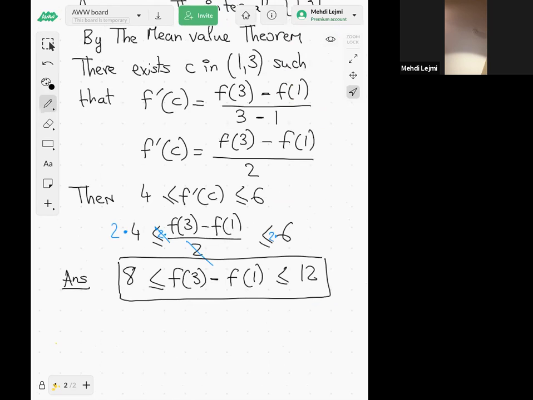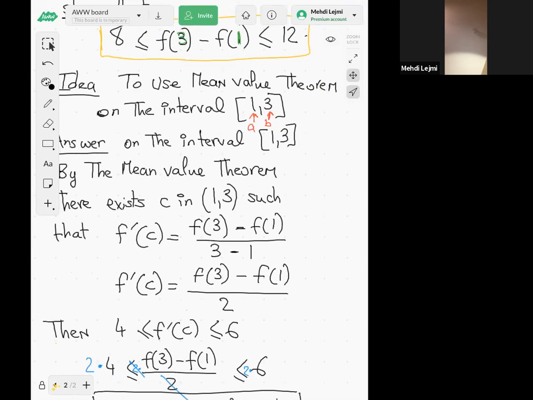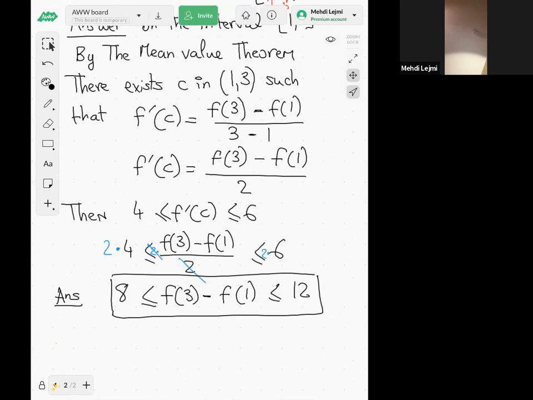So it's an application of the mean value theorem. You say that there exists a c such that f prime of c is equal to the difference quotient, because we are interested in f of 3 minus f of 1. We have to prove that f of 3 minus f of 1 is between 8 and 12. That's why I'm using the interval 1, 3, because we are interested in f of 3 minus f of 1.